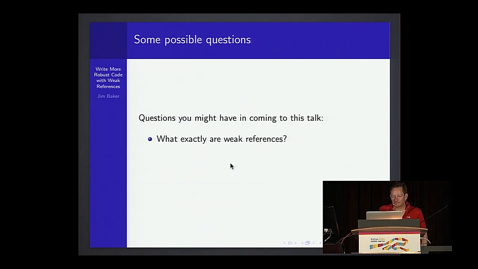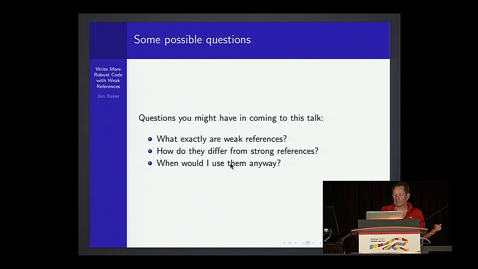So in any event, some possible questions that you might have coming into this talk are, what exactly are weak references anyway? How do they differ from strong references? When would I use them?